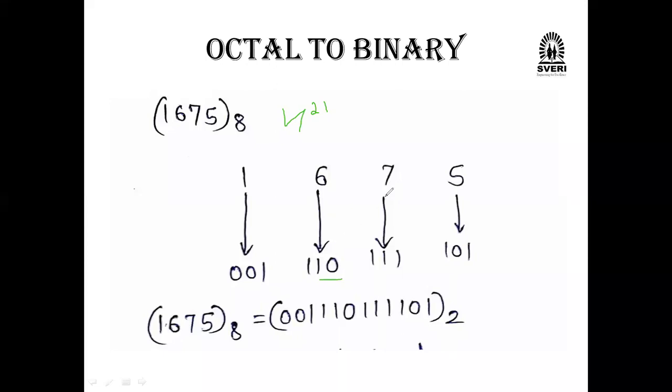Yes, sir. 7 है. 4 plus 2 plus 1, 7 हो गए. 1 1 1, 7 लिखने का. 5 है इधर. 4 plus 1 is nothing but 5. 101. So 4 and 1 को 1 1 करने का, 2 को 0 करने का. 101 है इधर. Like that you have to write down here now. Is it clear? Yes, sir.